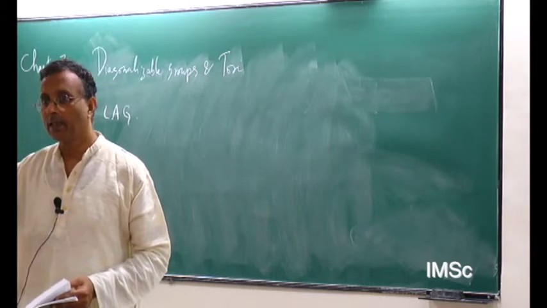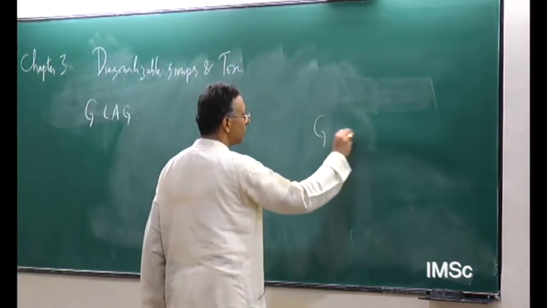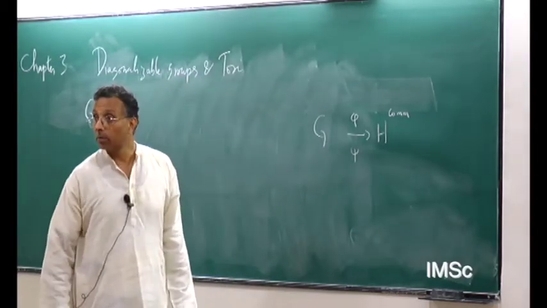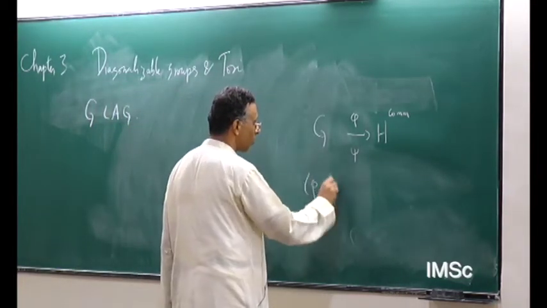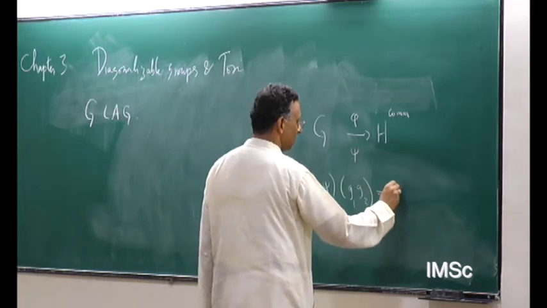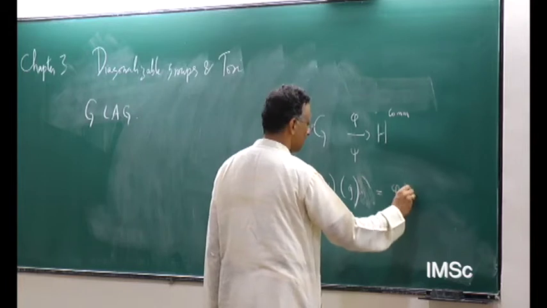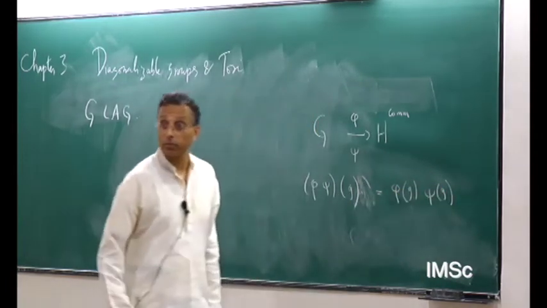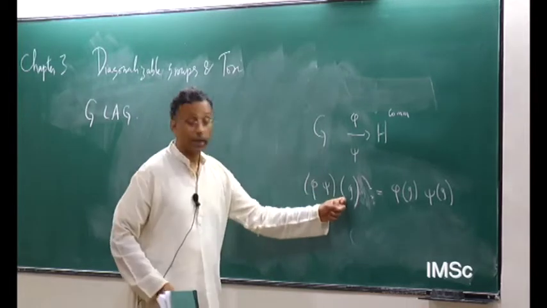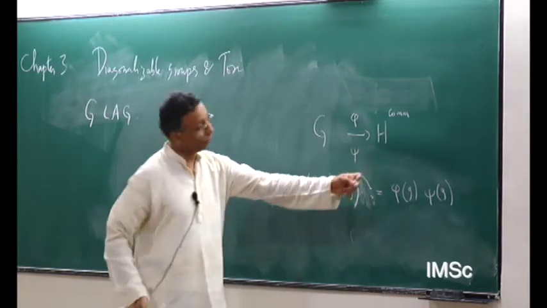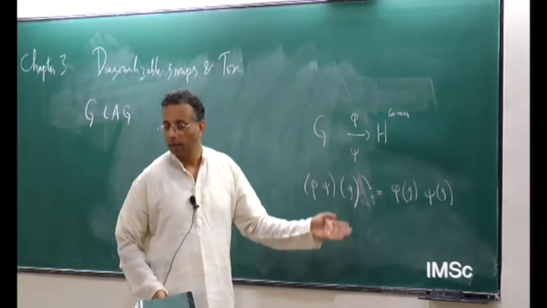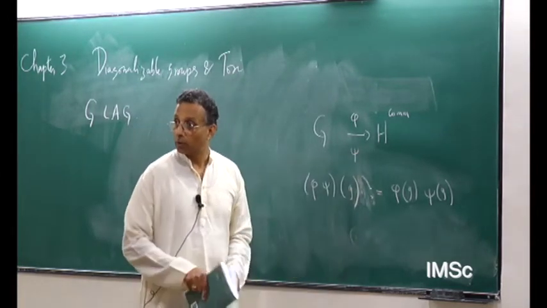Because I can define phi times psi. So if I have G to H, H commutative, and phi and psi are homomorphisms, I can multiply them. First of all, what do I mean by this? It's pointwise: phi psi of g is phi of g times psi of g. This is my definition of pointwise multiplication. Of course I can do this without using commutativity of H, but it won't be a homomorphism unless H is commutative. If H is commutative, I can easily see that it's a homomorphism, not otherwise.